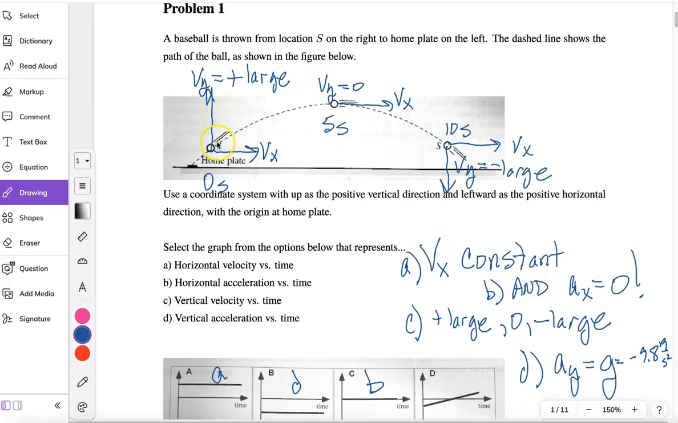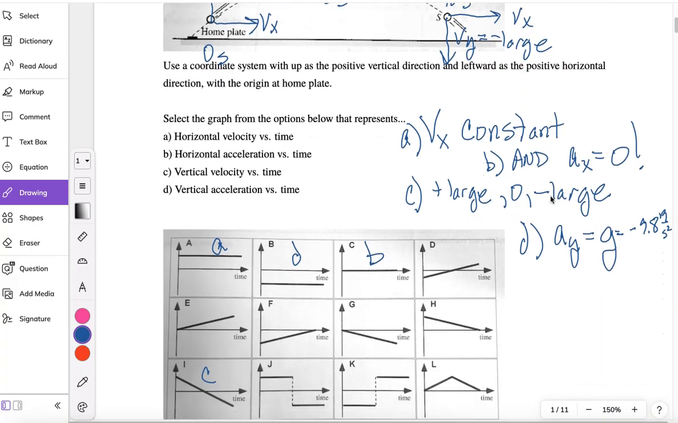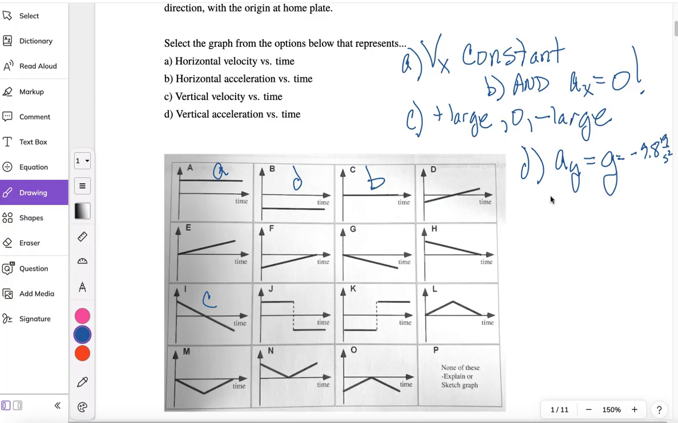Let's think about the speed going up at the very beginning. So at the very beginning, when they throw it at that angle, remember your speed up is large. At the top, the speed up or down is 0. And then as it comes back down, it increases speed up and down. So now it's very negative and very large. Knowing those things, to find the graphs that work, we have to remember that our speed is constant and it's positive and there's no acceleration.